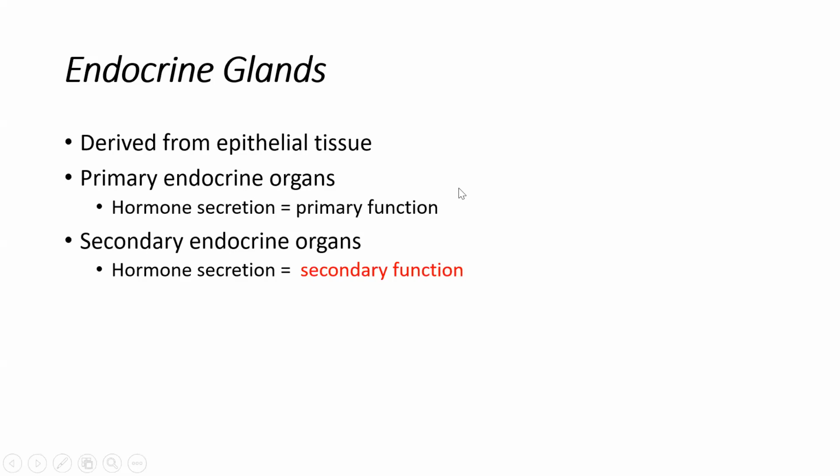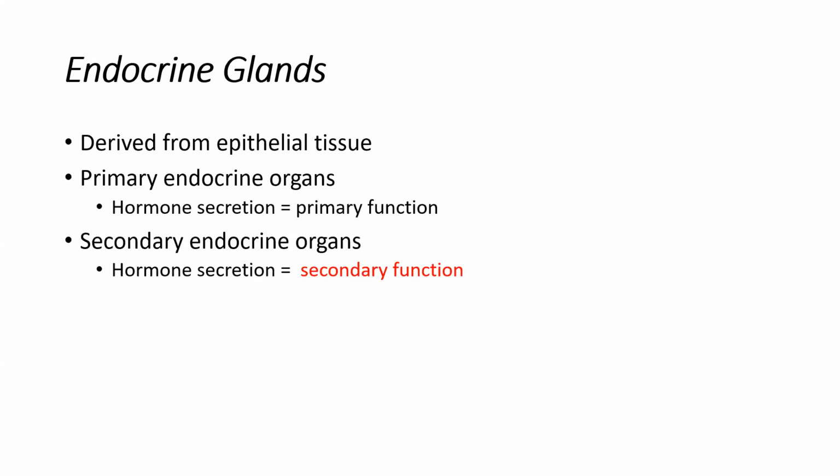An endocrine gland is derived from epithelial tissues. It's going to be those epithelial cells that are lined one against the other that form all of our lining tissue for body surfaces. They also form the lining tissue for all of our glands.